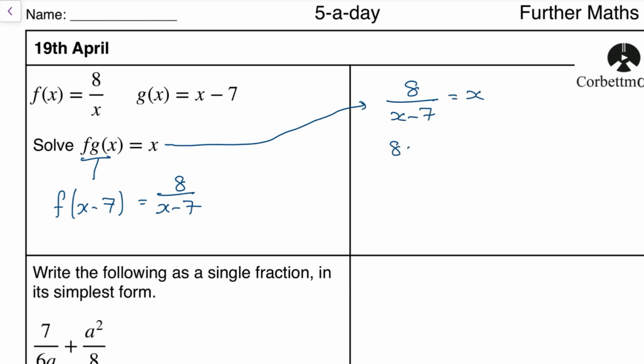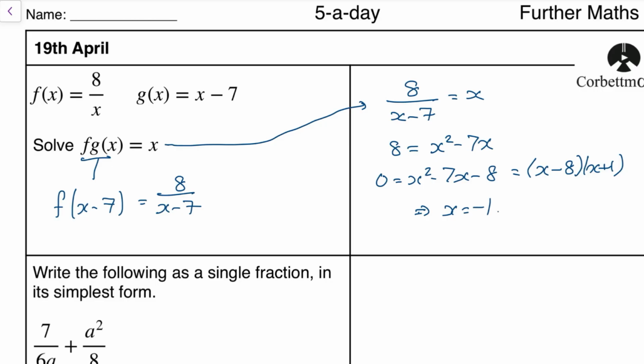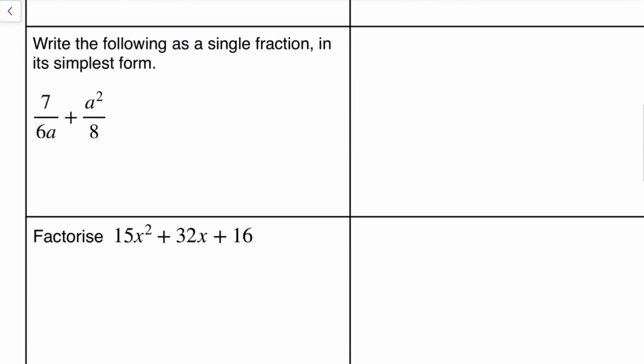Well, that's just where 8 equals x squared minus 7x, multiplying through by the denominator. Just neaten that up a bit. And then it's a quadratic, I can see it already, which means 0 equals x squared minus 7x minus 8, which is the same as x minus 8 times x plus 1, which means that x is either equal to minus 1 or 8. Not too bad. Nice sort of thinking, an algebra question to start us off. Let's go straight to the next one.